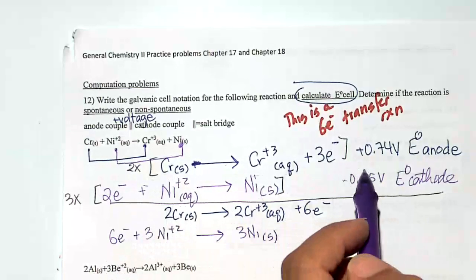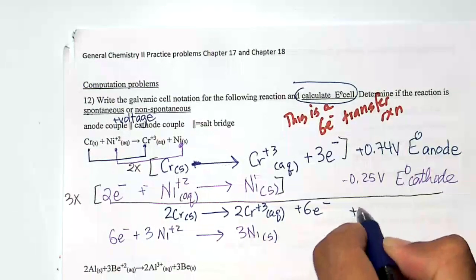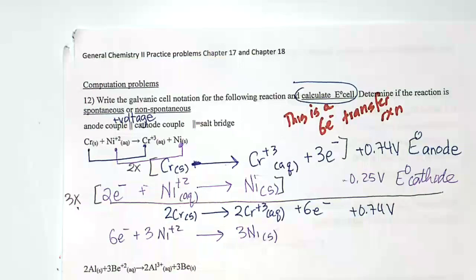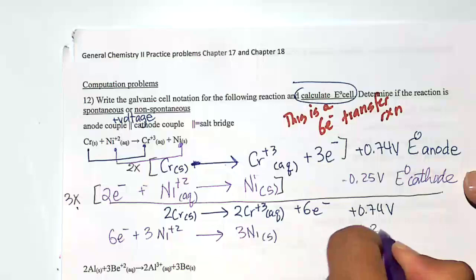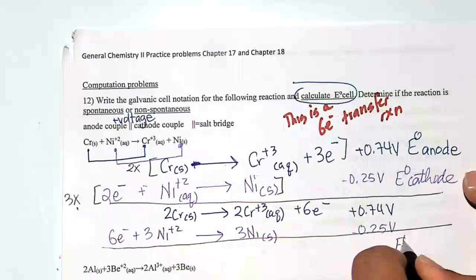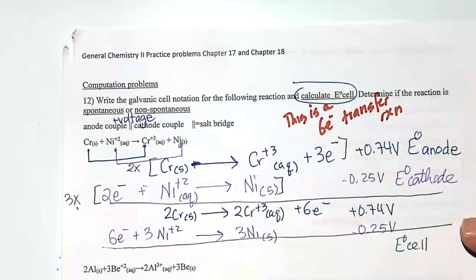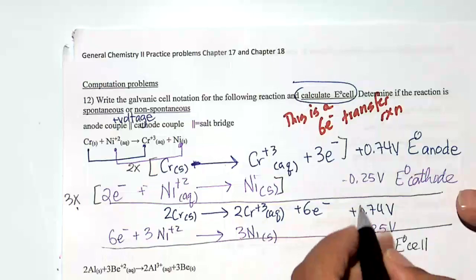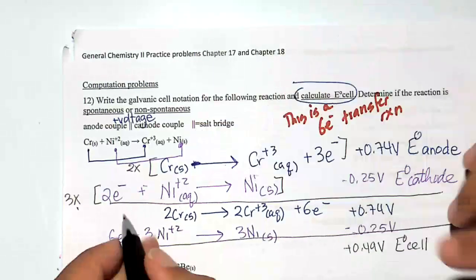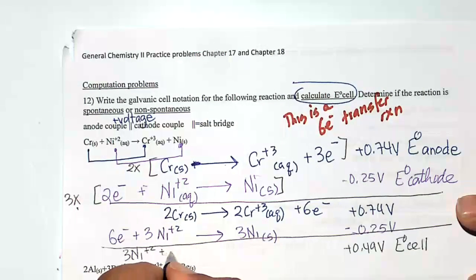All right, question: I multiply the top by 2. What is this voltage? Stays the same. Question: I multiply the bottom one by 3. What is this voltage? Stays the same. The difference now is I can calculate E cell, which is 0.74 minus 0.25. What is that on our calculator? Is it positive 0.49? And this is my net reaction. It's the same actually, except I balanced it.